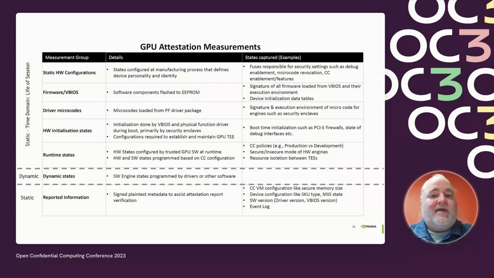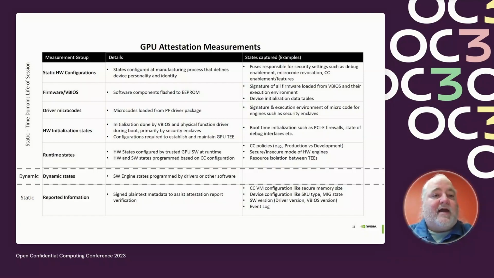So in the static group, we have static hardware configurations. These are things that would be configured either during manufacturing or in a post-manufacturing process, but that are immutable and never change. Examples here would be things like fuses for security settings on debug enable or disable, microcode revocations, confidential compute enablement, whether the part is capable of confidential compute, and features of the GPU itself.